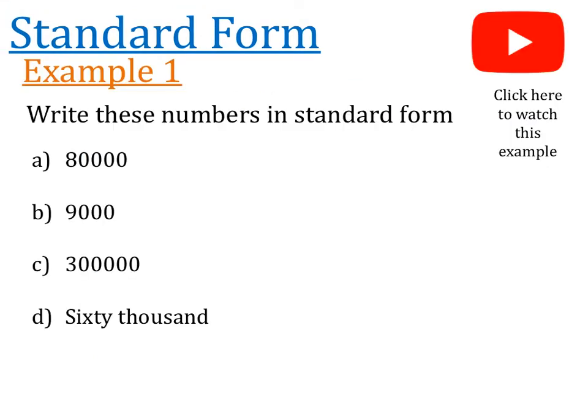Alright, so in order for me to write these numbers in standard form, I need to take a look at the numbers. So the first number says 80,000. I need to write the number 80,000 in standard form. If I think about the number 80,000, at the end of it there's actually a decimal. Now, what I want to do is move that decimal until the number in front of the decimal is between 1 and 10.